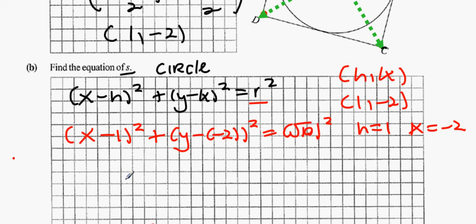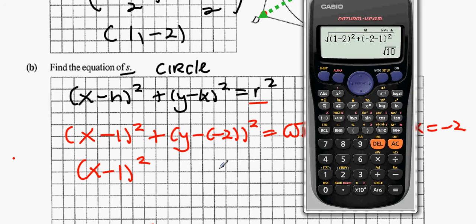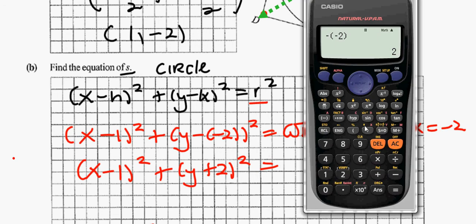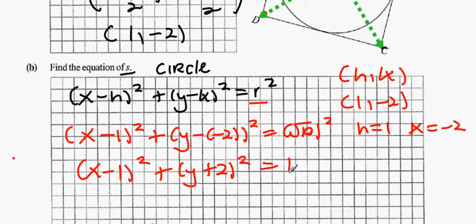So we're going to get x minus 1 squared. Now we can put in minus 2 here if we want, so minus bracket minus 2. All it turns out to be is plus 2, so it's going to be y plus 2 squared. And then finally root 10 squared, just make sure to put it into brackets, otherwise it might not turn out. And that gets you 10. So the equation of our circle is x minus 1 squared plus y plus 2 squared equals 10.